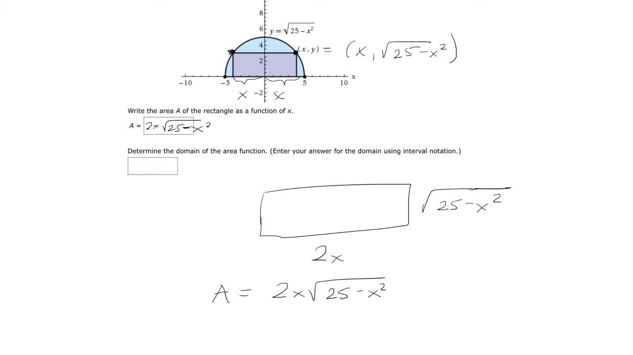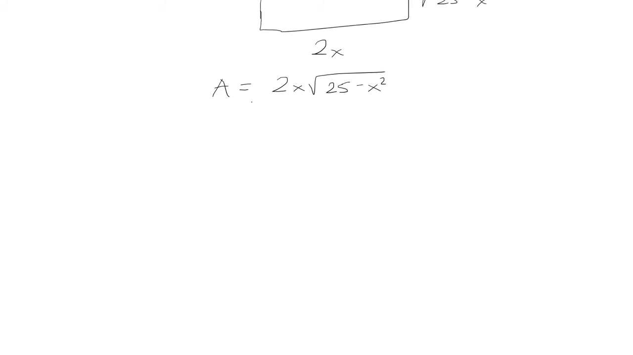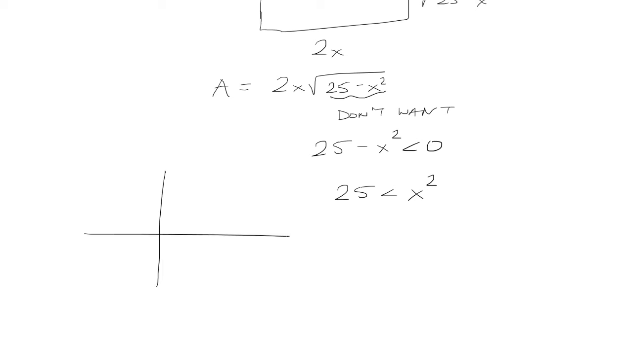Now let's look at the domain. The only issue here is having a square root of a negative. Okay, so I don't want this inside to be less than 0. So in other words, we don't want 25 minus x squared less than 0. That means 25 has to be less than x squared. Okay. We don't want this. In other words, well, when is x squared greater than 25?